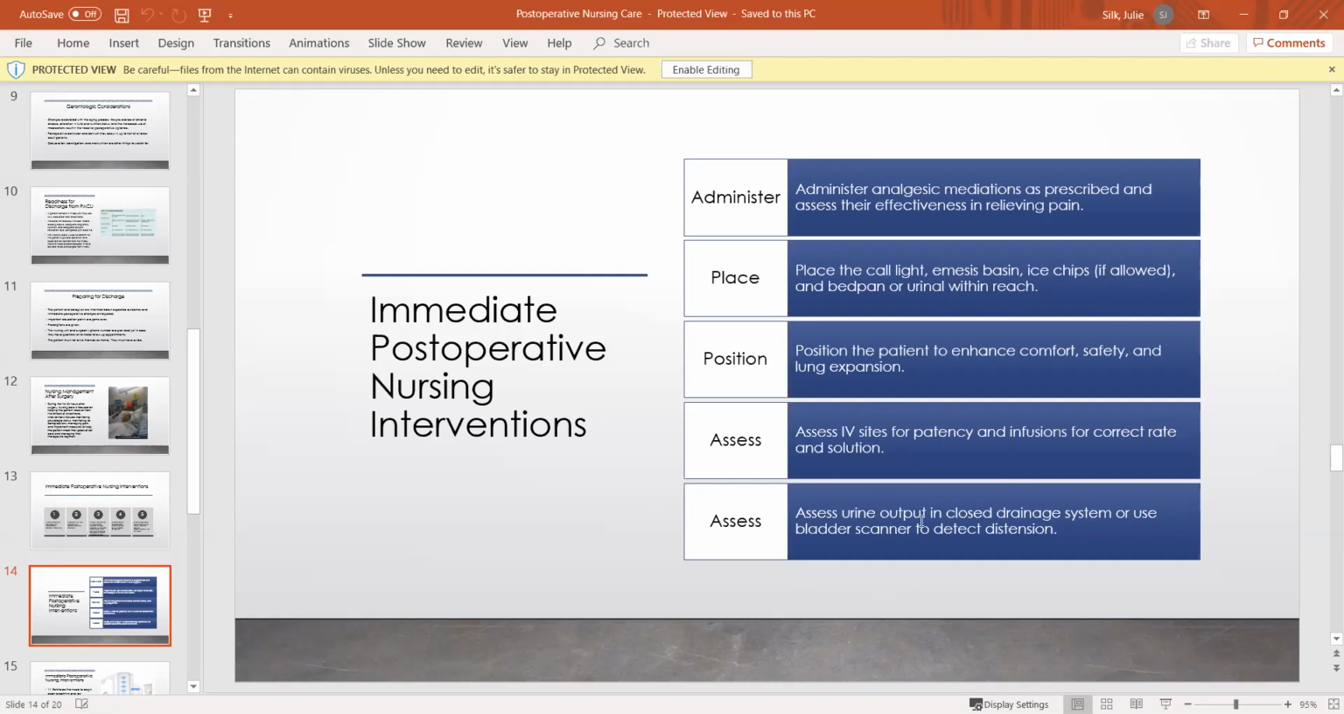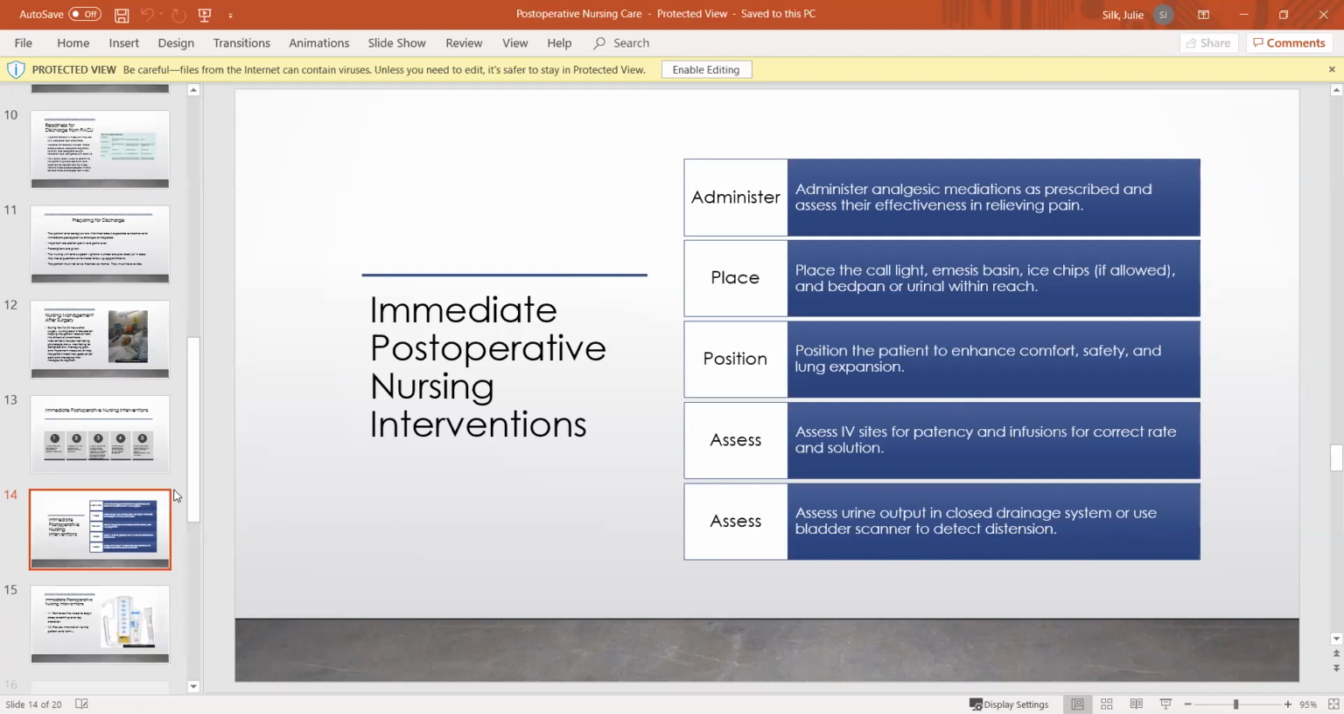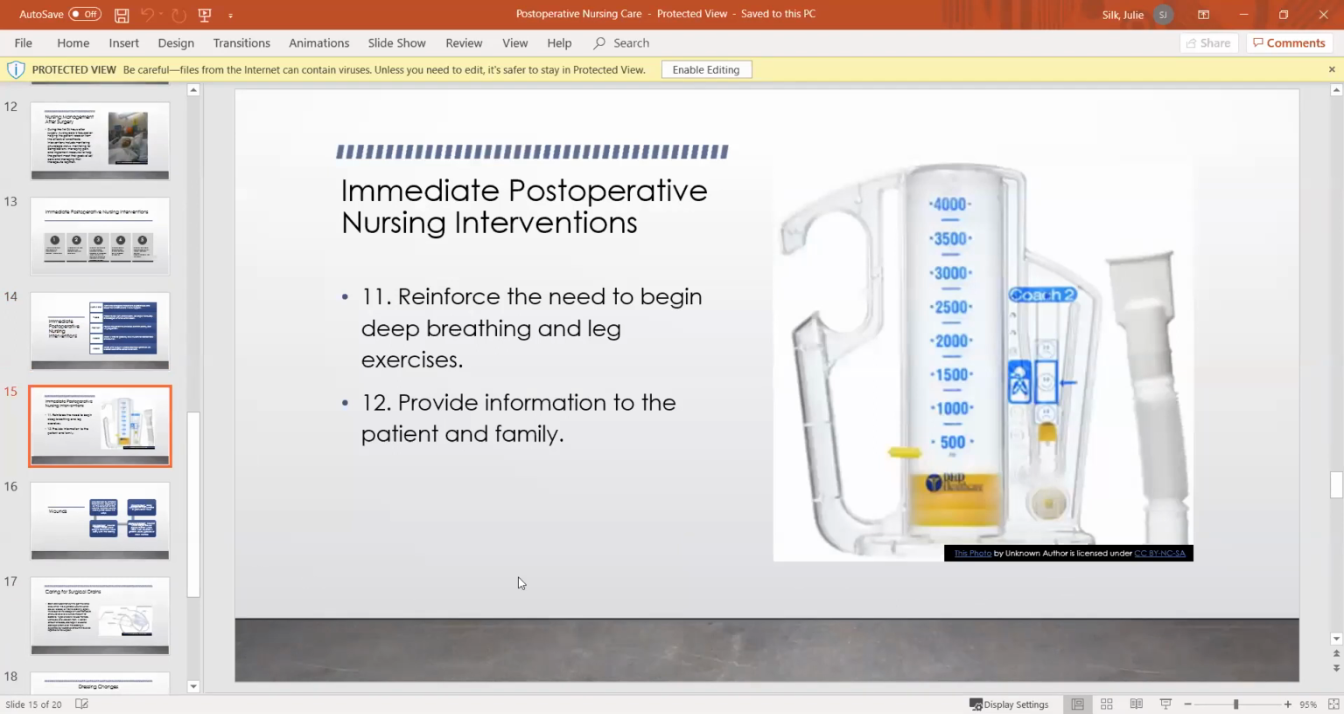We also want to assess the urine output in a closed drainage system, or use a bladder scanner to detect distension. I don't know if you guys are aware, but anymore, they don't put in catheters for every surgery anymore. They used to, but they don't now. So a lot of times people will come to you without a catheter and they haven't peed in hours. So they could be super distended. So you may have to use a bladder scanner to see where they're at with that. We also need to reinforce the need to begin deep breathing and leg exercises, and provide information to the patient and family about all of this stuff.